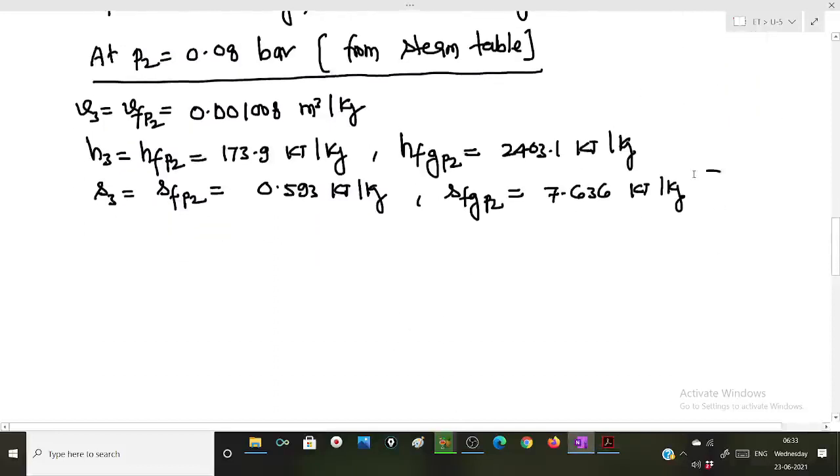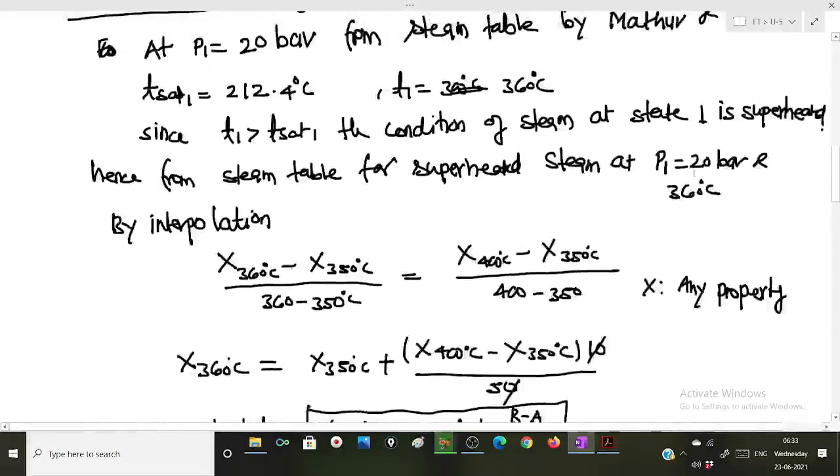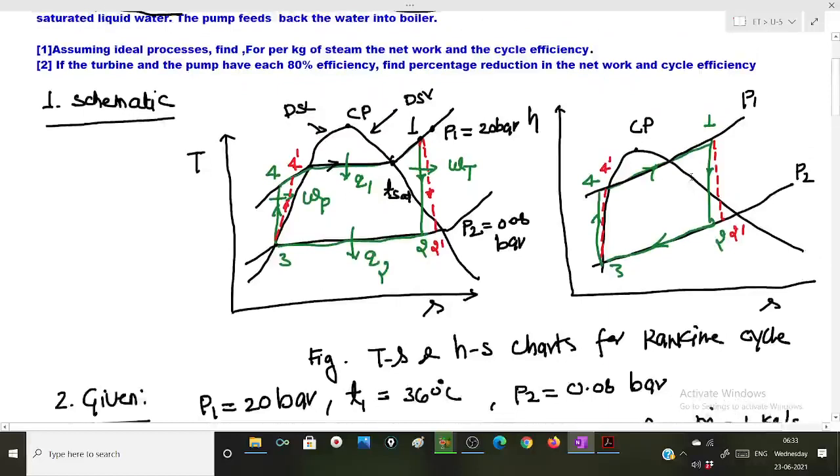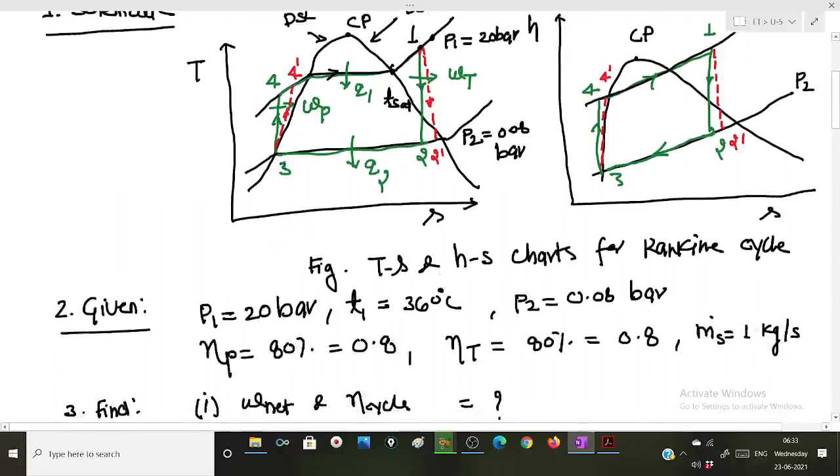After finding out the values at pressure P1 is equal to 20 bar and P2 is equal to 0.08 bar from steam table, now let us do the calculations to get the values of H1, H2, H3 and H4. So H1 value I have directly from the table for superheated steam. H3 value I also have. I need to do calculations to get the value of H2 and H4. So let us do the calculations for H2 first.